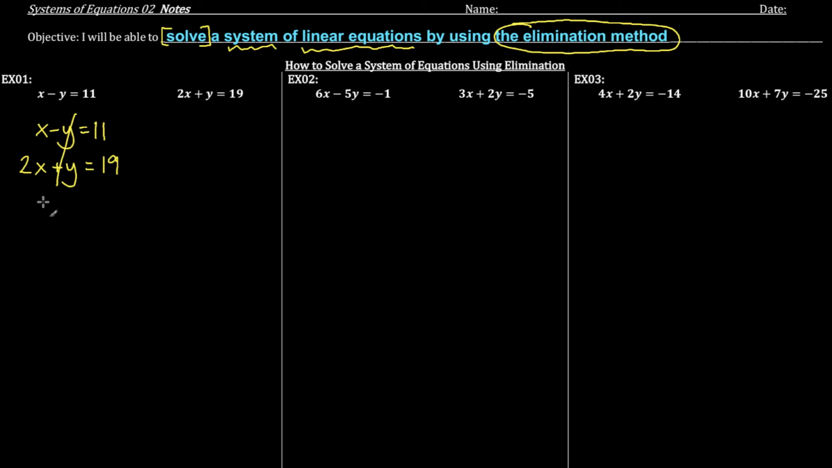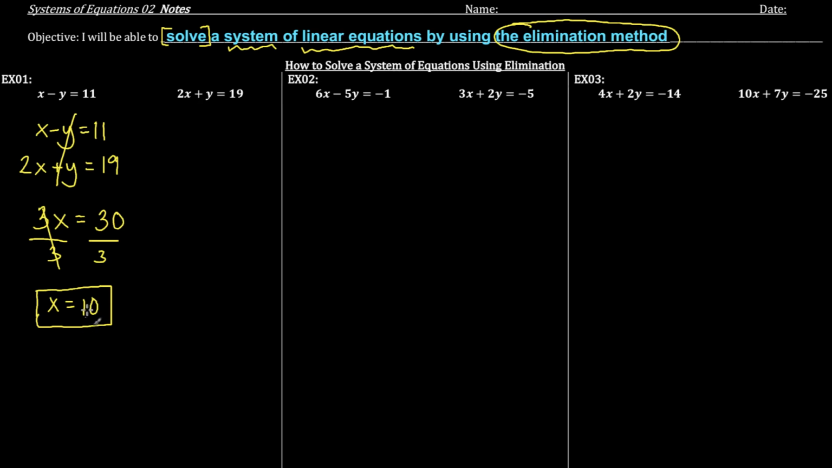So x plus 2x is 3x. And 11 and 19 give me 30. Now I can solve for x. Divided by 3, divided by 3. I get x equals 10. Now, I know what x is. X is 10. Okay, so x is 10.